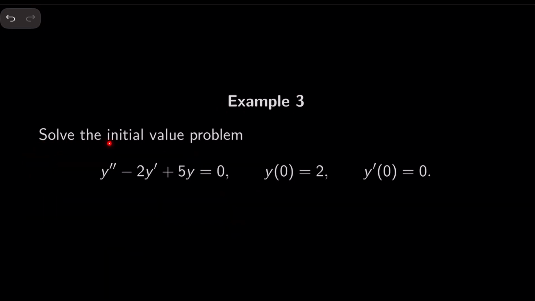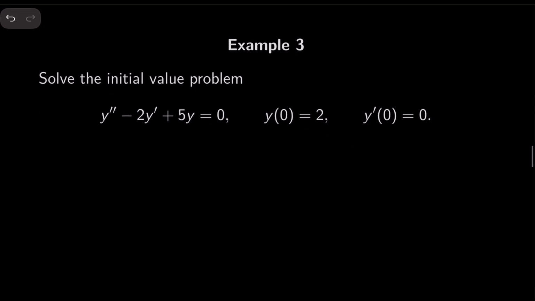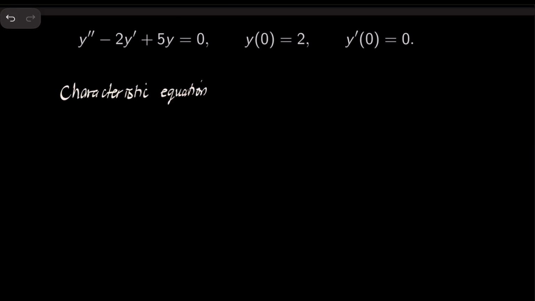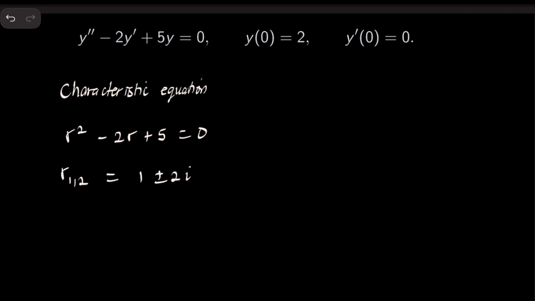Example 3. Solve the initial value problem. y double prime minus 2y prime plus 5y is equal to 0. y of 0 is equal to 2 and y prime of 0 is equal to 0. The characteristic equation is giving us r squared minus 2r plus 5 is equal to 0. Solving this equation gives 1 plus or minus 2i.